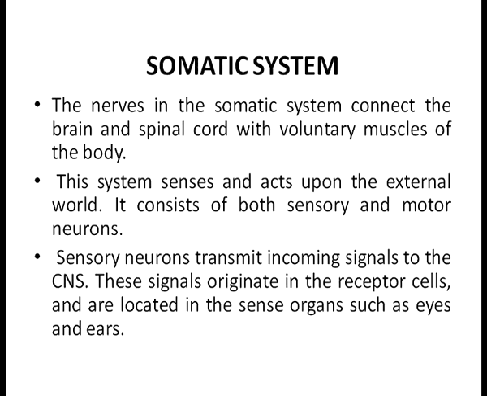Let us talk about the somatic system first. The nerves in the somatic system connect the brain and the spinal cord with the voluntary muscles of the body. This system senses and acts upon the external world, that is, it reacts to external stimuli. It consists of both sensory and motor neurons. Sensory neurons transmit incoming signals to the central nervous system. When I say sensory neurons, I mean whatever you can sense through your senses. We have five senses, as all of us know. Whatever information those senses receive, the sensory neurons transmit that incoming signal to the central nervous system.